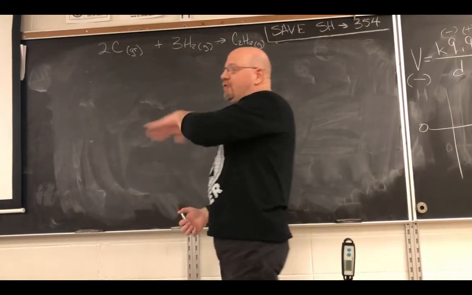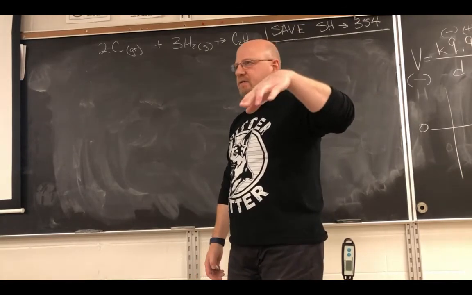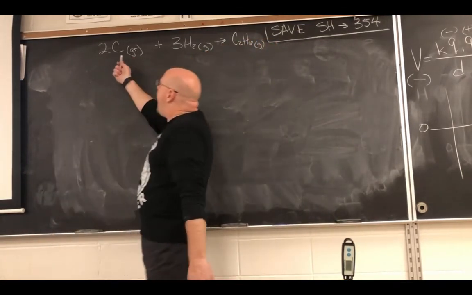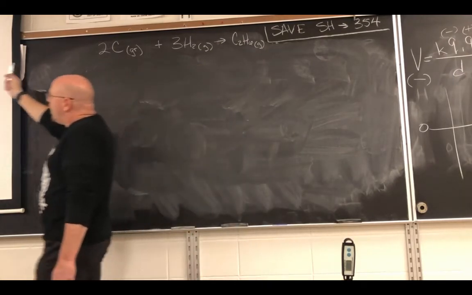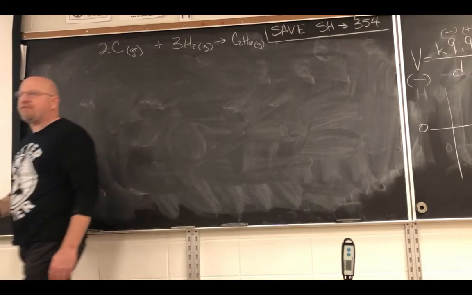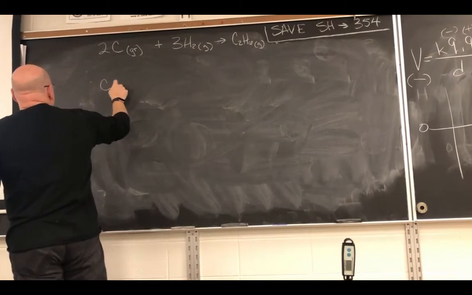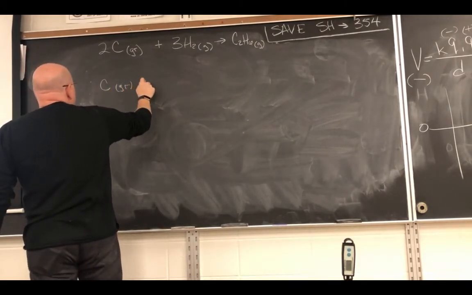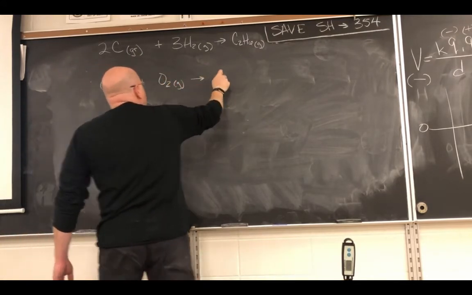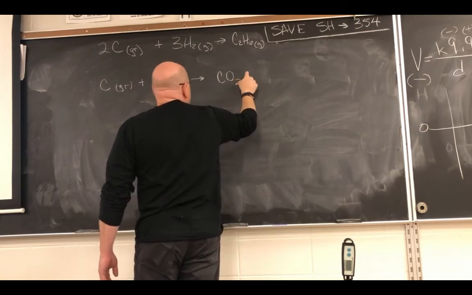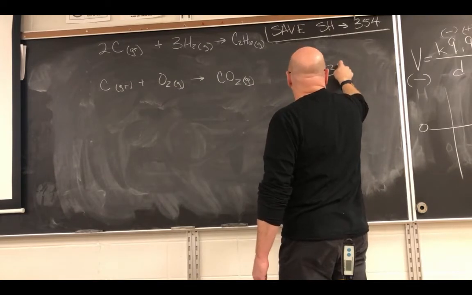So the way I do it very systematically: what do we have? What do we need? What do we got to change? So I need graphite as a reactant. In our first equation, we have graphite as a reactant, so we're going to use that equation. We're going to have graphite plus oxygen gas giving us carbon dioxide gas. The enthalpy change for that is negative 393.5.